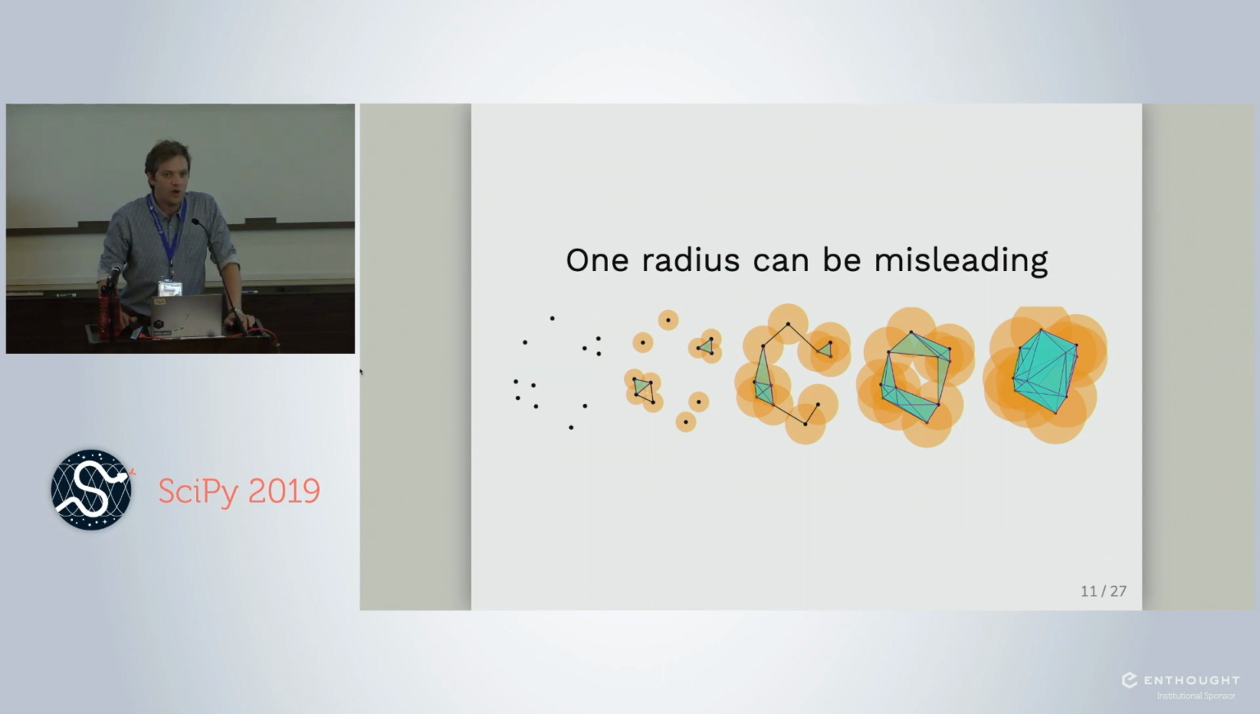So the problem is that one radius can be misleading. Depending on which radius you have, there's going to be lots of different results, lots of different topologies. A radius of 0, you're going to get the topology of your original data set, and a radius of infinity, everything is going to be connected together, so it's not going to be very meaningful. And the entire spectrum in the middle, it's not very stable.